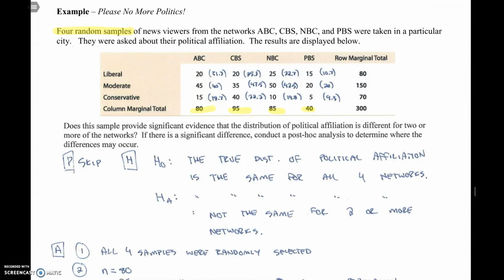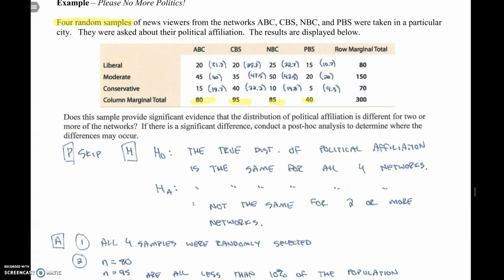political affiliation. So obviously what they're wondering here is, is the political affiliation distribution of ABC different than some of these other stations, right? Does this sample provide significant evidence that the distribution of political affiliation is different for 2 or more networks? If there is a significant difference, conduct a post hoc analysis to determine where the differences may occur.